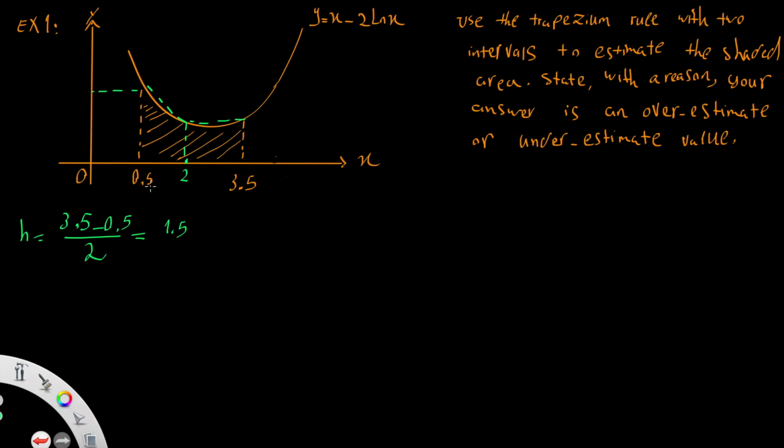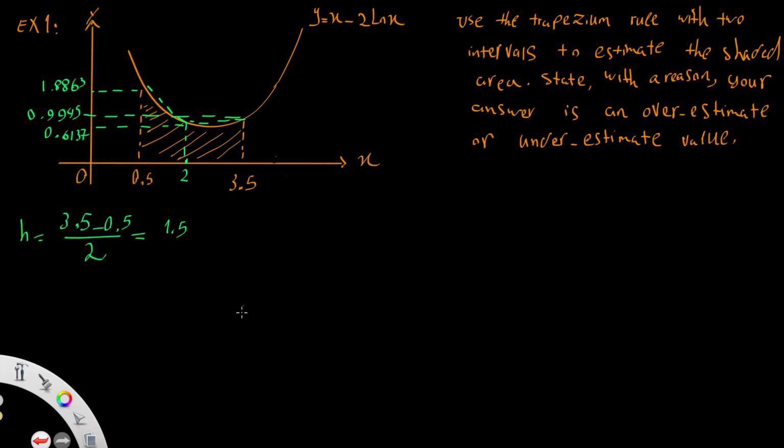For 0.5, the y-coordinate, if you put it in the equation, it will give you 1.8863. And for 2, if it is replaced in the equation, it will be 0.6137. And for this point, 3.5, the corresponding y-coordinate will be 0.9945.